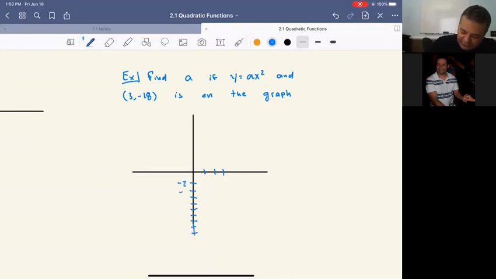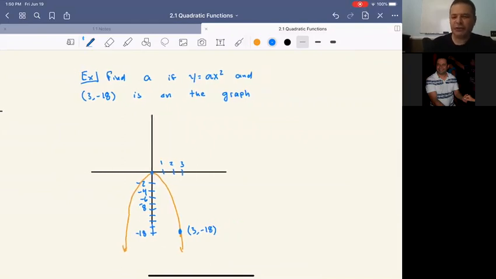Let's make these each negative 2: 1, 2, 3, 4, so this is negative 18. We've got this point, so our parabola actually goes down. We'd expect it to look like so. This helps us check that our solution is consistent. We expect that a will be less than 0. Let's solve this.